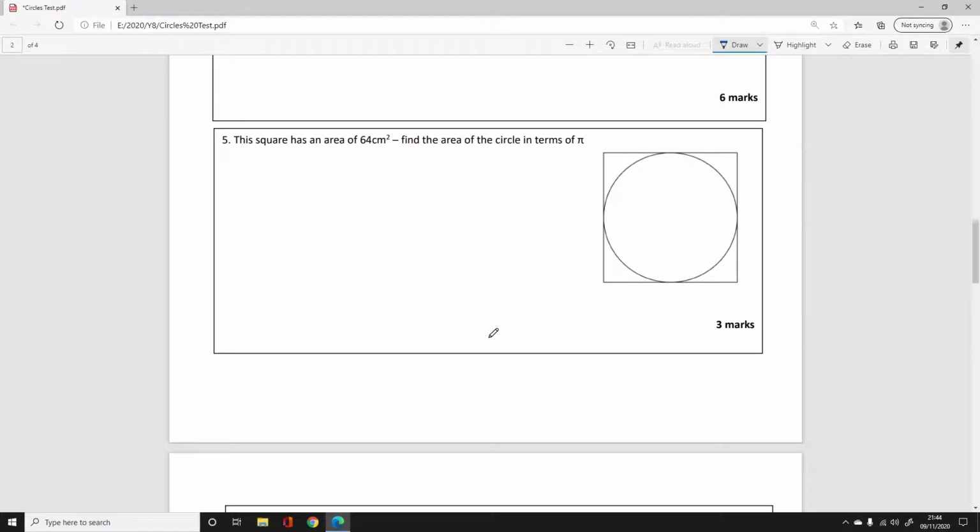Question 5. Area of the square is 64. We'll need to find the area of the circle in terms of pi. So square is just base times height is equal to 64, and we know they're the same thing in fact, so we just know that whatever this length is here, let's call that x, that x squared is equal to 64. So we just need to square root it, or just think, well, what times itself gives you 64, and that would tell you that the length of that square is 8. Obviously the height of that square will be 8 as well.